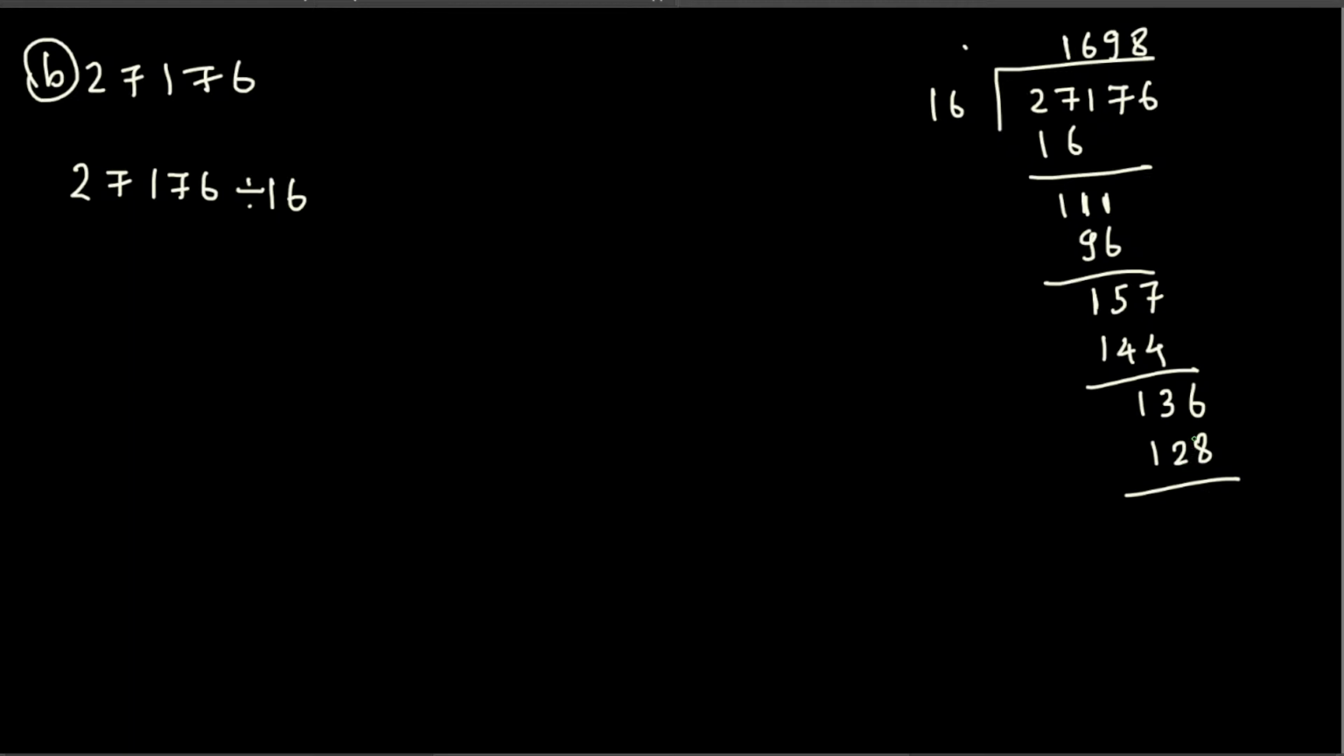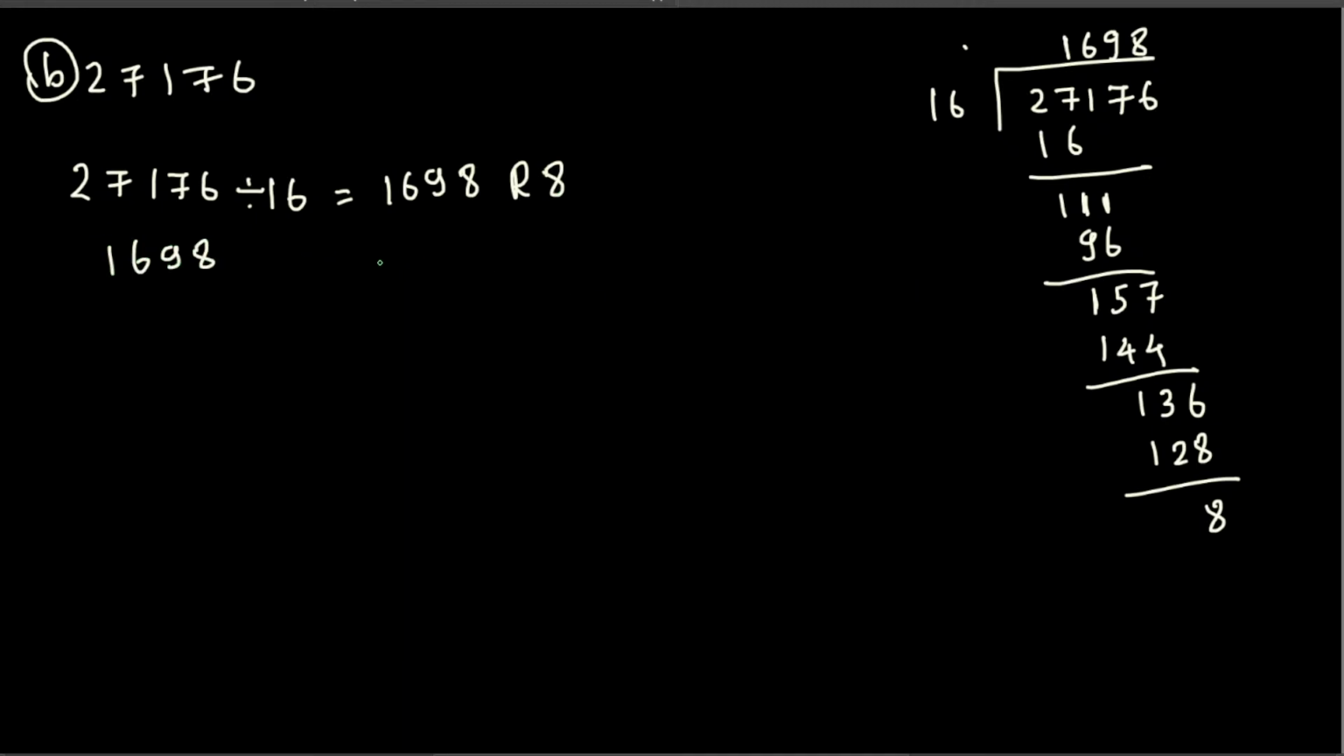Okay, so if it's 128, we have 8 remaining, and that's it. We cannot go further because we don't have any other number to bring down, so we stop right here and write it here, 1698, and the remainder is 8.